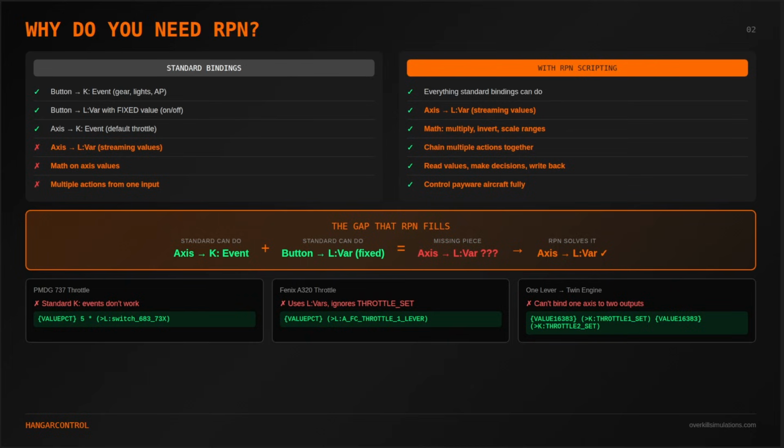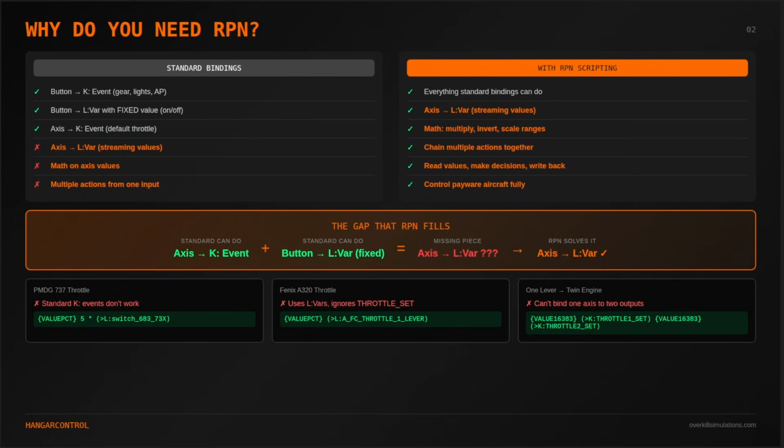Okay, you can't bind an axis to an LVAR with streaming values like we just discussed without some significant work in the background. You can't do math on your axis values. You can't trigger multiple events from a single input, again, without things like what we have in SPAD and HangarControl. Okay, you have to go above and beyond as the developer or whoever's creating the backend to make that stuff happen. By default, these values aren't meant to work like that.